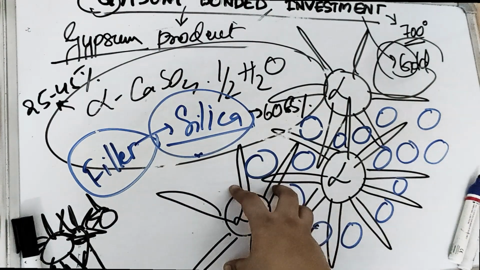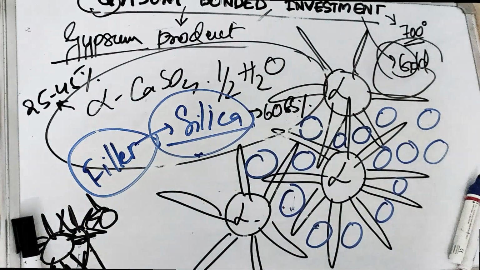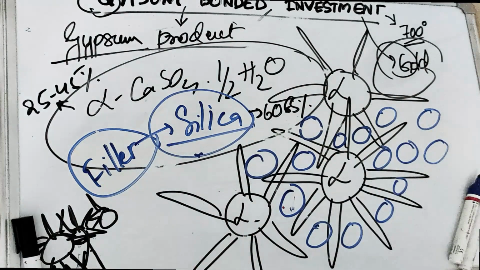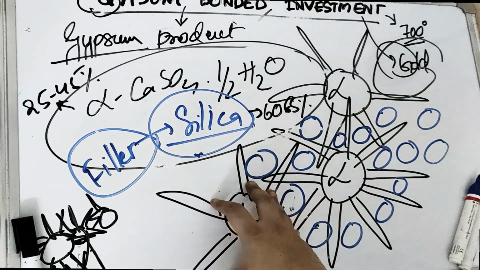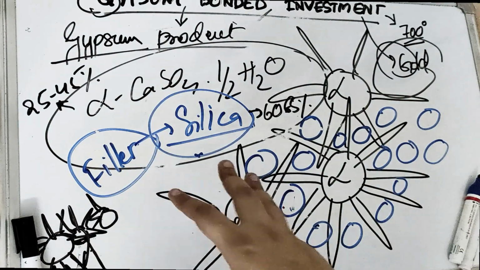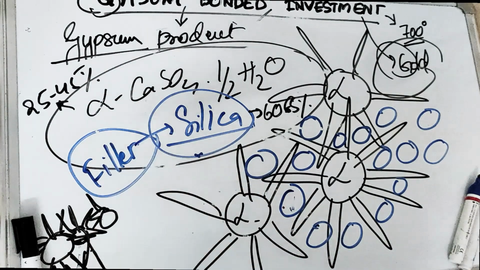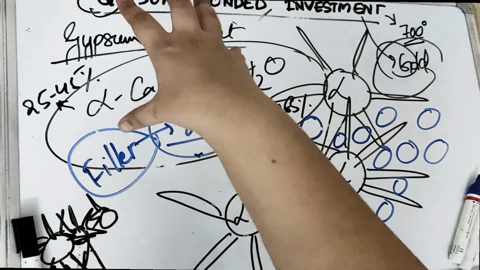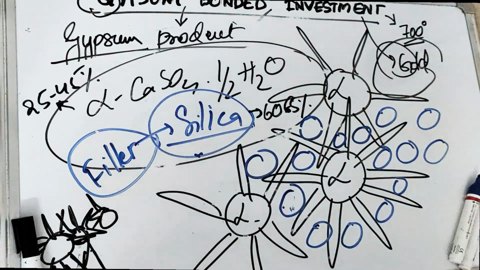So why are we not taking only the silica particle? Why are we putting the gypsum in the first place? Your question can be, ma'am, you could have only taken the silica particle and dissolved it in the water. But my lovely students, if you try to dissolve sand into water, it will not get dissolved, right? So for that we need a binder. We need something to bind the silica particles to the water. For that purpose we are taking the gypsum product, alpha calcium sulfate hemihydrate crystals. This alpha form of calcium sulfate hemihydrate crystal, which is the gypsum, is our binder in the case of the gypsum bonded investment, the casting investment material.